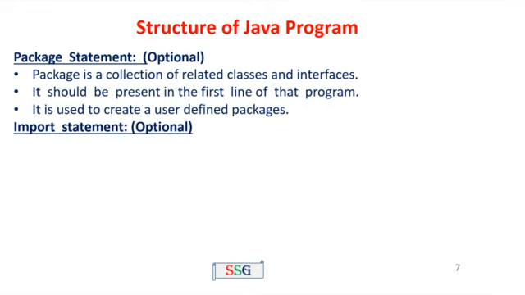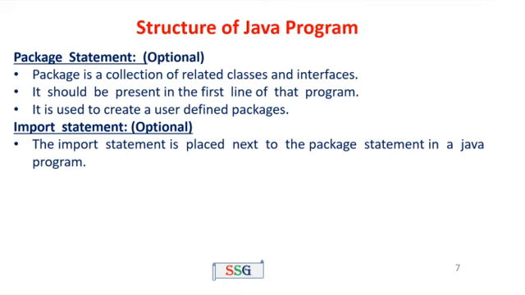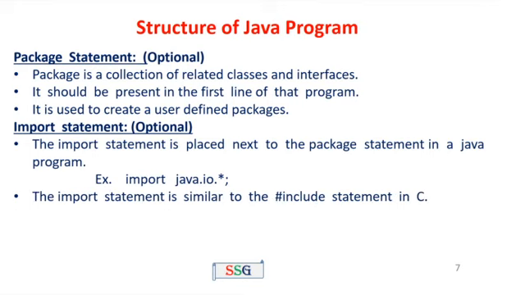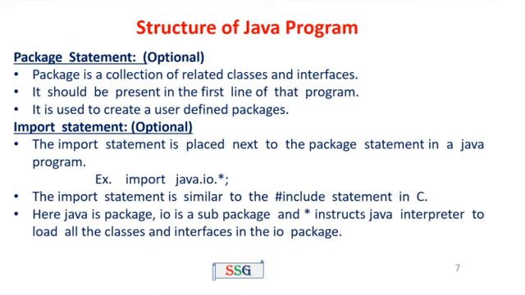The next one, import statement, it's also optional. The import statement is placed next to the package statement in a Java program. For example, import java.io.*; The import statement is similar to the include statement in C language. Here java is the package, io is a sub package, and the asterisk instructs the Java interpreter to load all the classes and interfaces in the io package. So java is the main package, io is a sub package. The sub package contains the classes and interfaces. That is, star means it imports all the classes and interfaces in the io package.